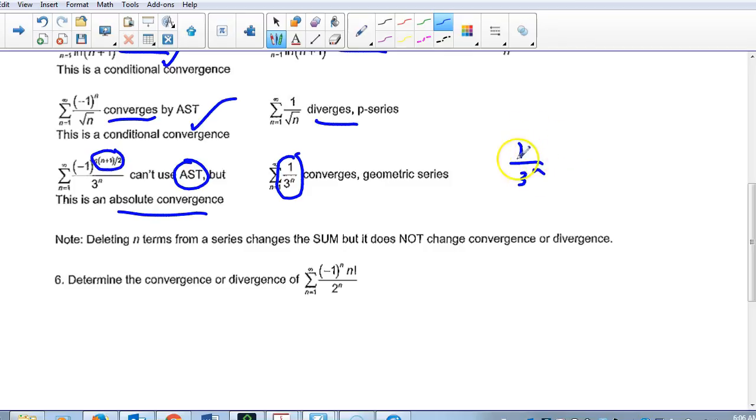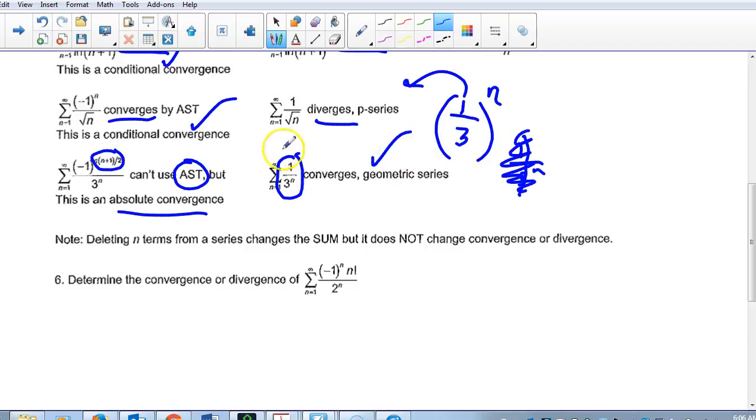Well, actually, we could just rewrite that. 1 over 3 to the n. I could say 1 over 3 to the n. And if I really want to find the first term, you can yank out a 1/3. So that's clearly geometric. It clearly converges. So we would say it's absolute convergence. The only thing I used was geometric, so it would absolutely converge.